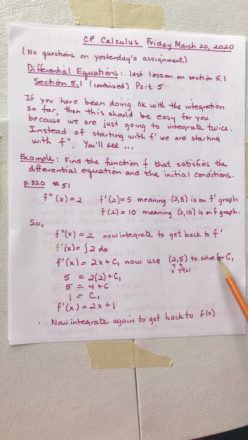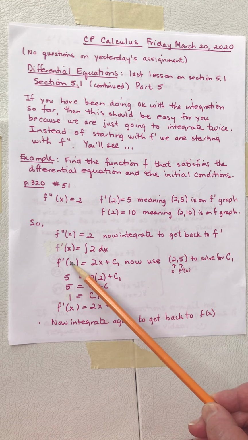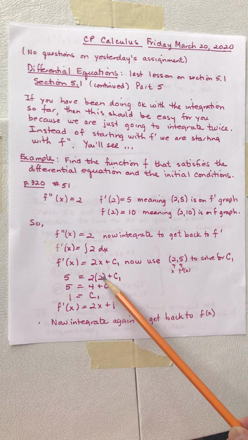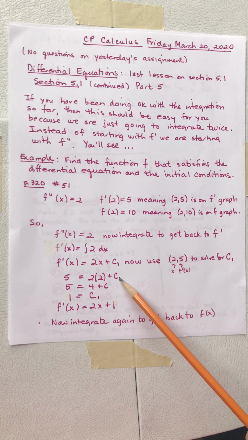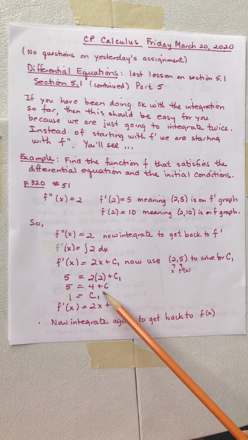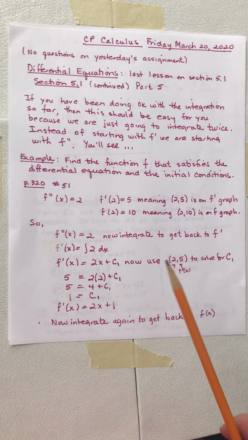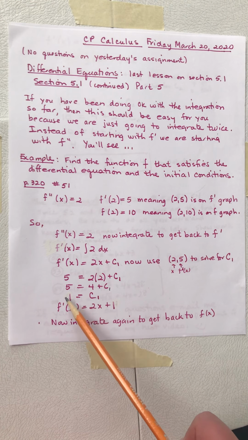Right now, before we integrate again, we're going to use the point (2, 5) to solve for c sub 1. Remember, 2 is our x, 5 is our y. In this case, our y is really f prime of x. So 5 goes in for f prime, 2 goes in for x, and we work it out and solve for c sub 1. We get 5 equals 4 plus c sub 1, and that will give us that c sub 1 is equal to 1.